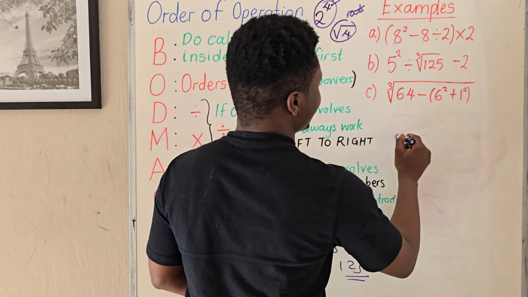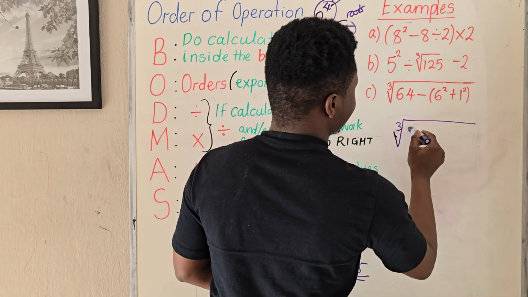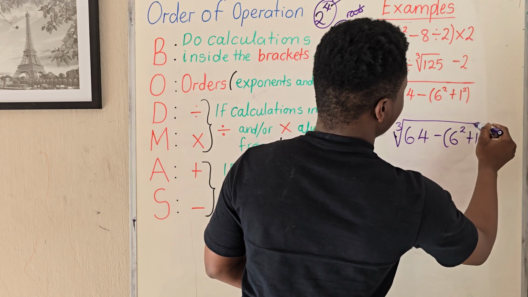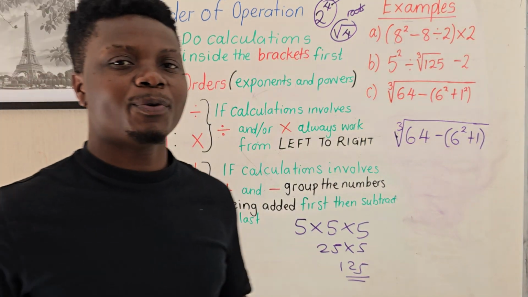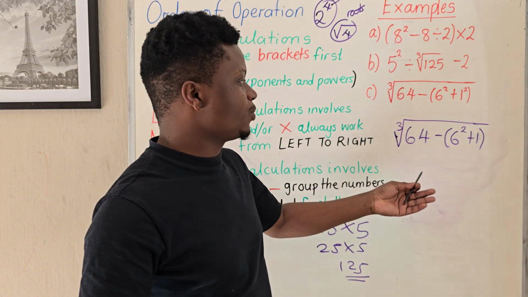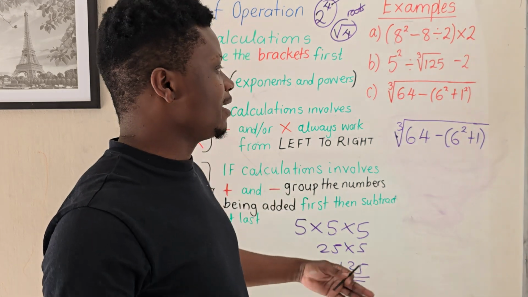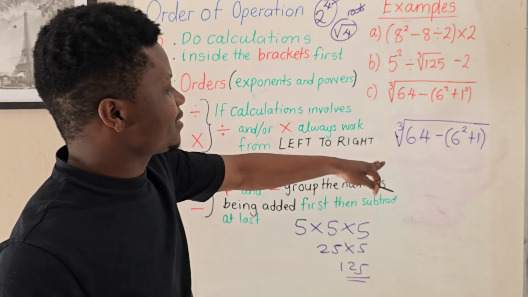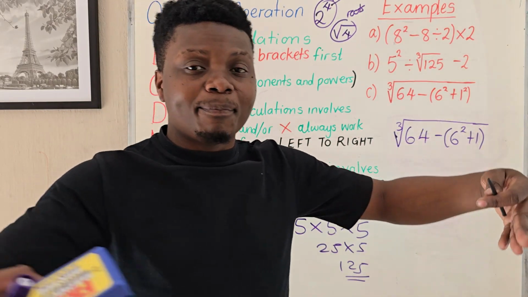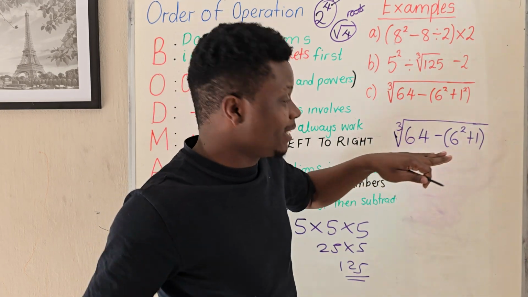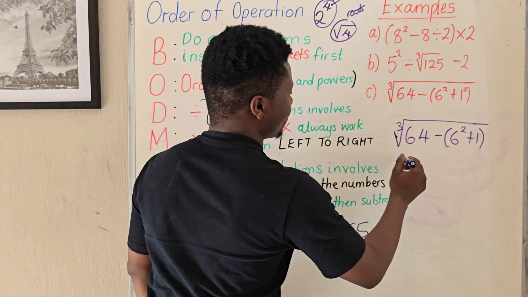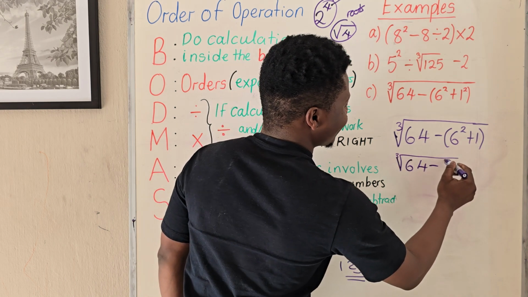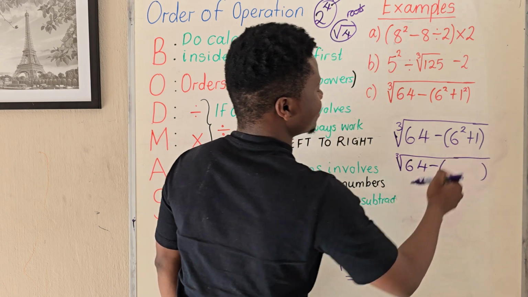So we have the cube root of 64 minus open bracket 6 squared plus 1 close the bracket. Okay, so according to BODMAS, when you have an expression involving the roots, the powers, the division and the subtraction and multiplication, always simplify the expression inside the brackets. And in this case, there are brackets, but the brackets are buried inside a cube root. So let's get inside those brackets first. So I'm going to rewrite my cube root of 64 minus, and I have to simplify the expression inside the bracket.